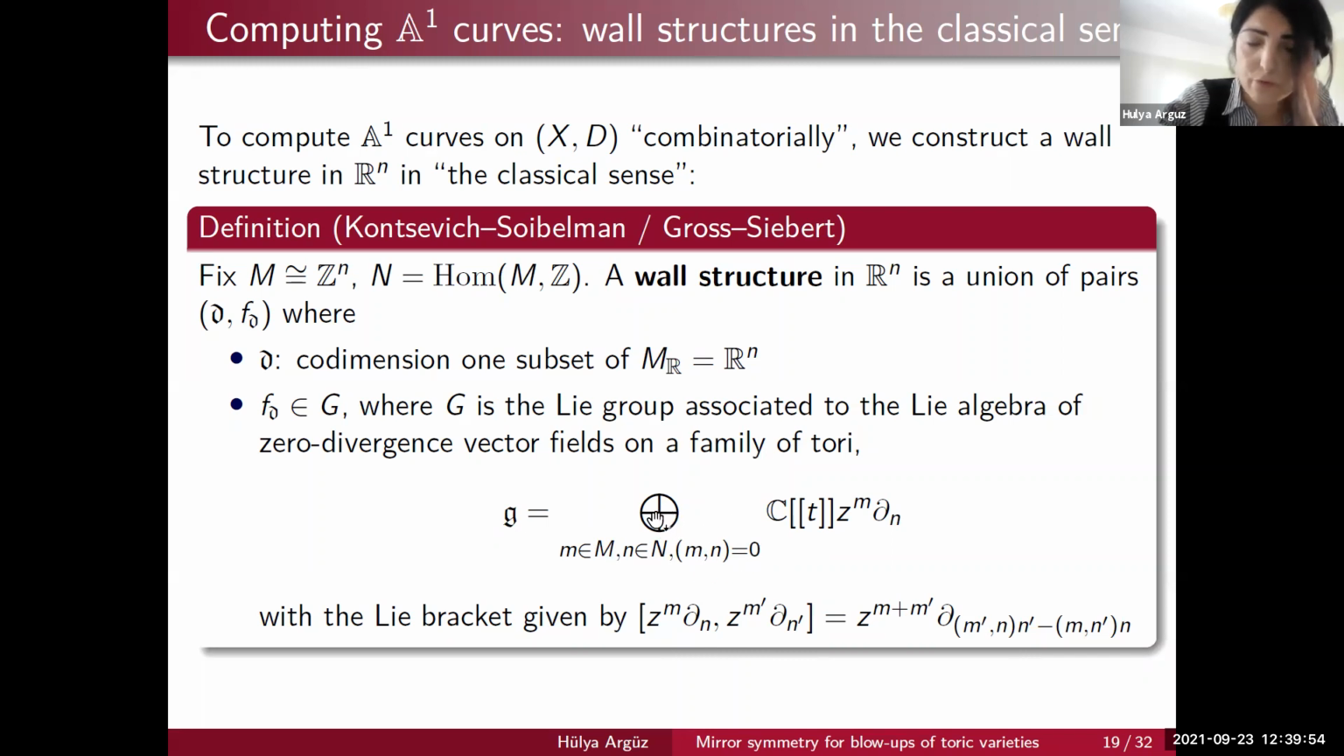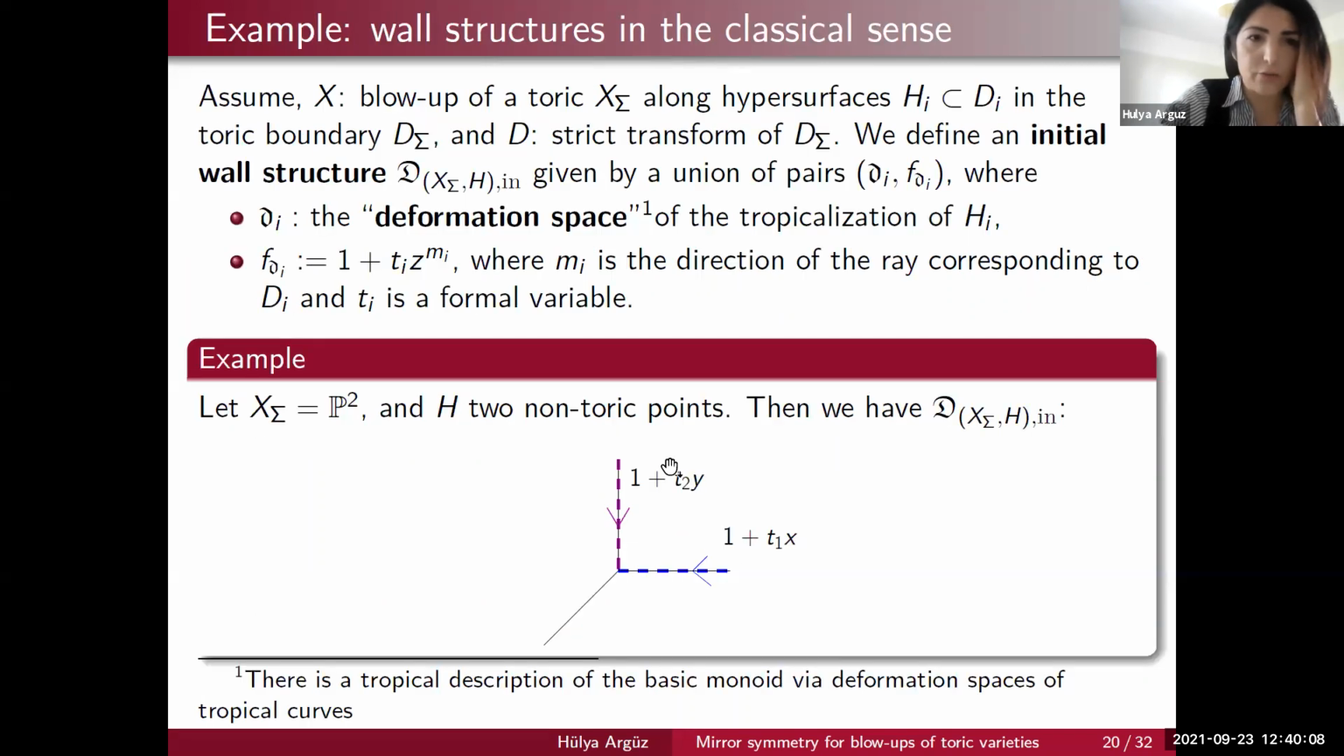It only uses the information of Lie algebras and Lie groups. So your wall crossing functions are elements of the corresponding Lie group of the Lie algebra of vector fields on tori. And with Mark, we defined a combinatorial scattering diagram fitting into this classical definition of wall structures of Kontsevich-Soibelman and Gross-Siebert.